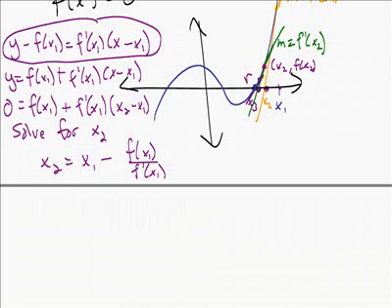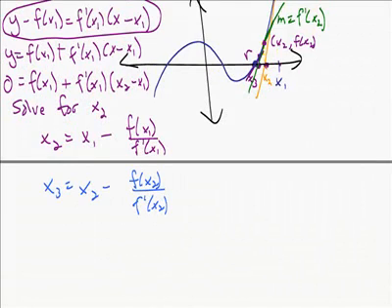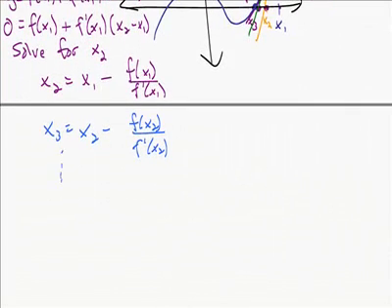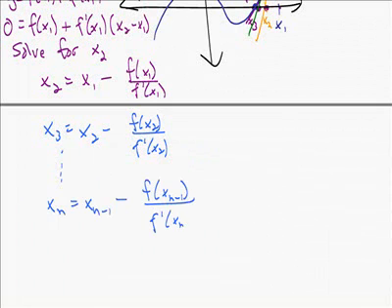And we would find then that our x sub 3 point is going to be x sub 2 minus f of x sub 2 divided by f prime of x sub 2, and so on and so forth. And so we can keep doing that process, and we get a generalization. Then x sub n, our nth value, is going to be x sub n minus 1 minus f of x sub n minus 1 divided by f prime of x sub n minus 1.